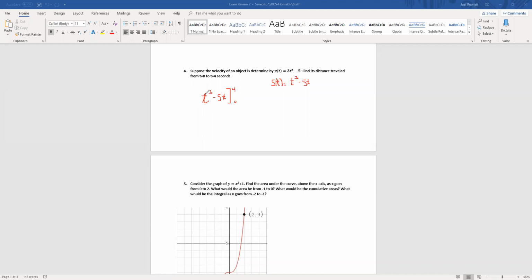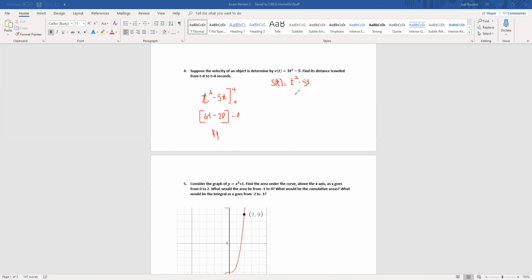Well, we plug the 4 in and evaluate, then we subtract, and then we plug the 0 in and evaluate. Well, 4 cubed, 4 times 4 is 16, times 4 is 64, so that ends up being 64 minus, and then 5 times 4 is 20. And luckily, that lower bound is actually a 0. And when I plug 0 in for t, in both of those terms, I just get 0. And 64 minus 20 is 44. So that means we have a distance of 44 units.